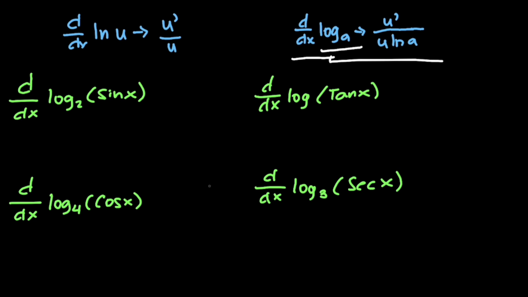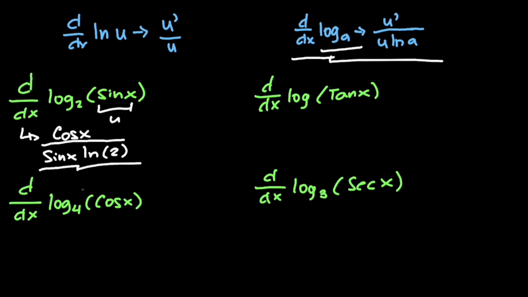Let's try solving trigonometric functions with logarithmic functions. Now, the derivative of log of sine of x with the base of 2 will be, the derivative of sine of x is cosine of x over u here, which is sine of x multiplied by the natural logarithm of 2. This can be the final answer if you want.